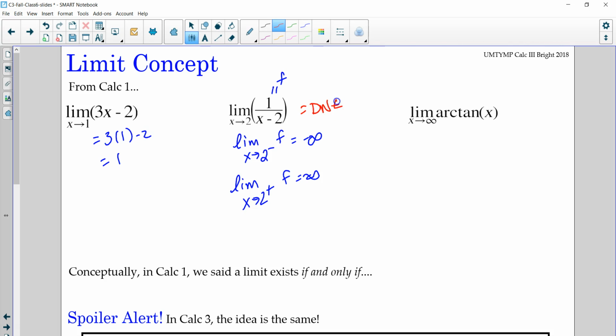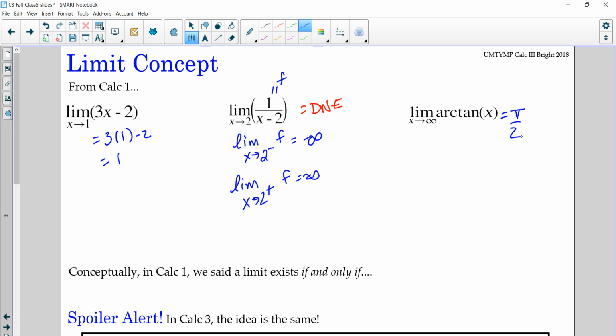That was kind of our idea of when a limit exists. In our last example, if I look at the arctangent function as x goes to infinity, we could look at this graphically, tabularly, or whatnot, and what we would get is that it's just pi over 2. So that's just some brief reminders of limits.